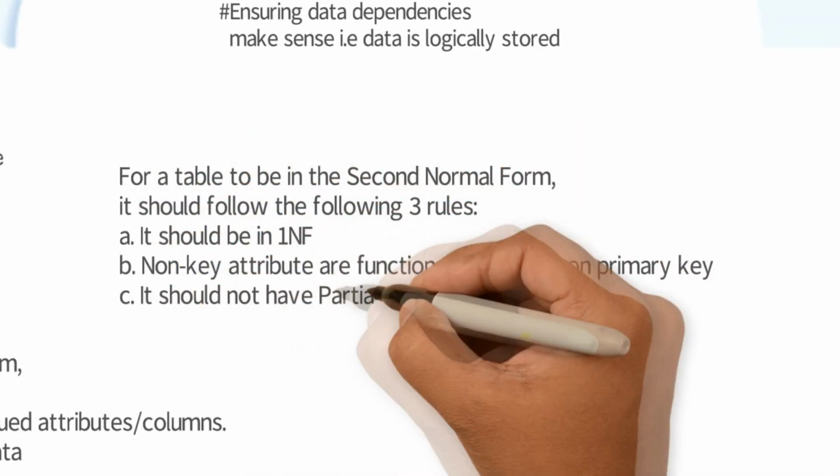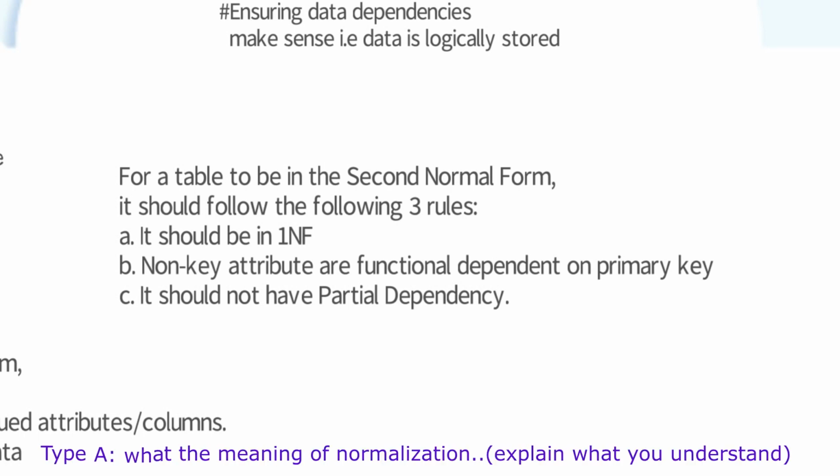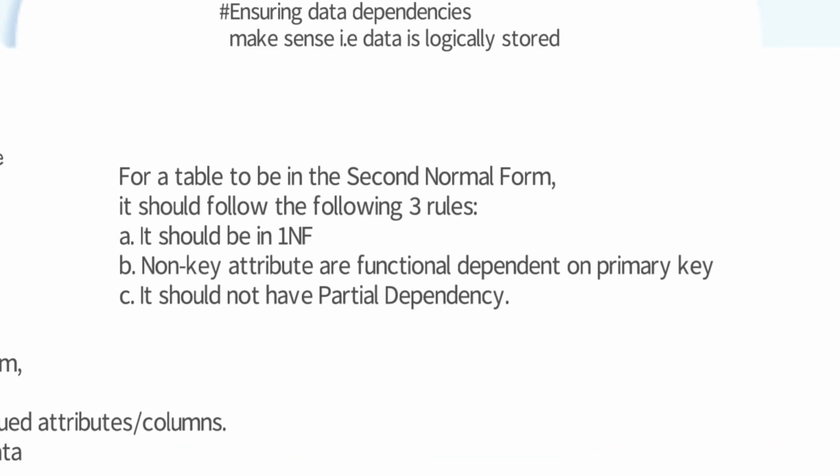For a table to be in the second normal form, it should follow the following three rules. A. It should be in first normal form. B. Non-key attributes are functionally dependent on the primary key. And C. It should not have partial dependency.